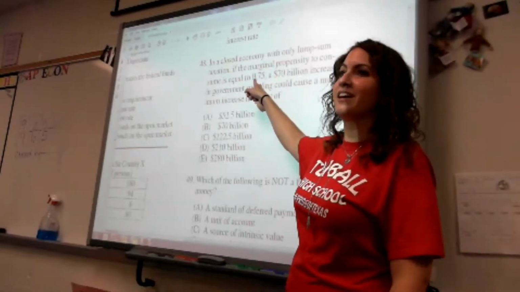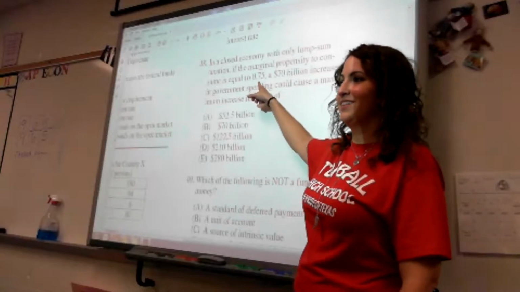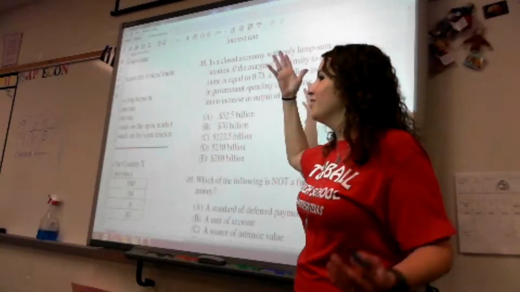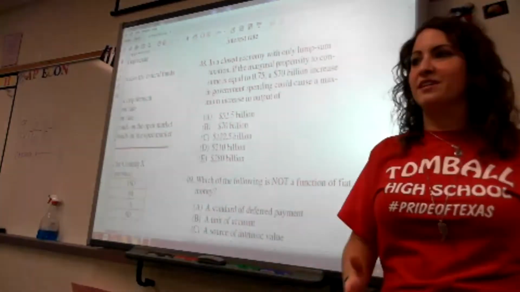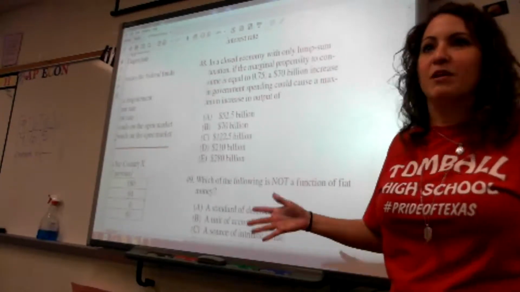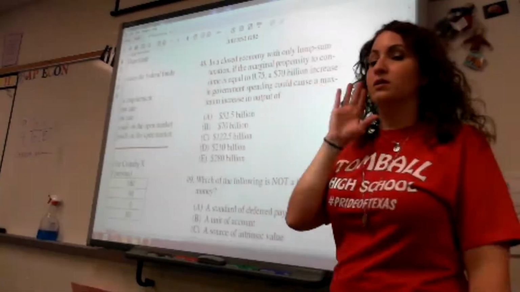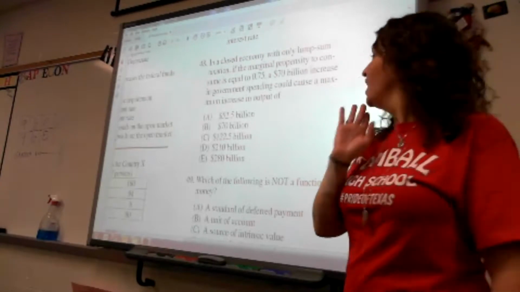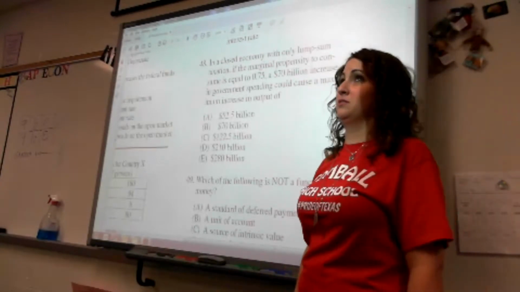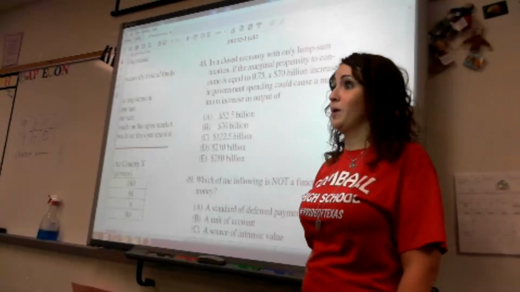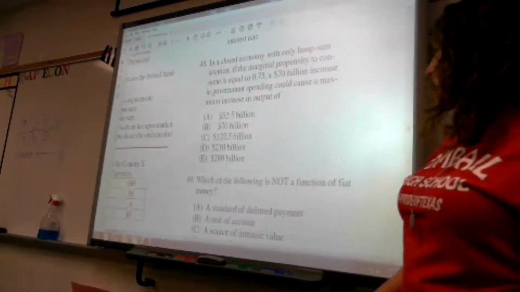It's complicated in my mind. I see 1 over 4, which is 0.25. And that's always 4. The MPC of 0.75 is always 4. The multiplier is 4, or the tax multiplier is -3. And then 70 times 4: 7 times 4 is 28, and you add a 0, and there's 280.